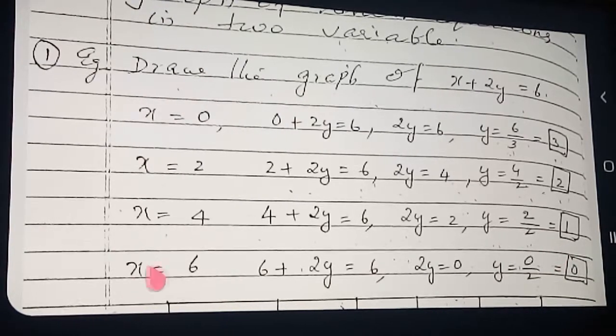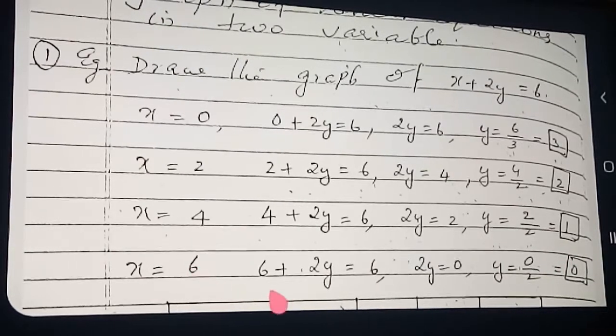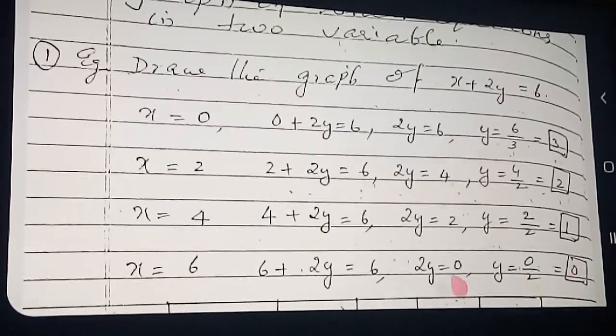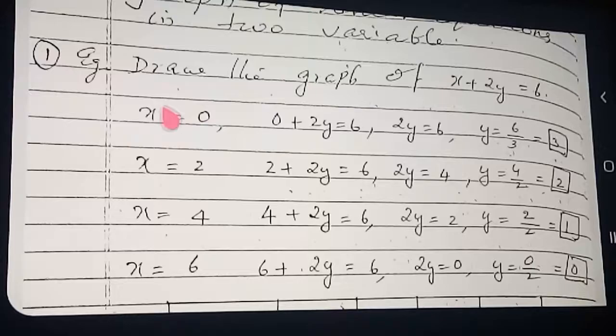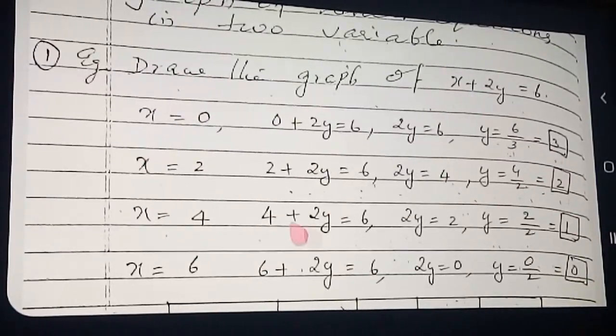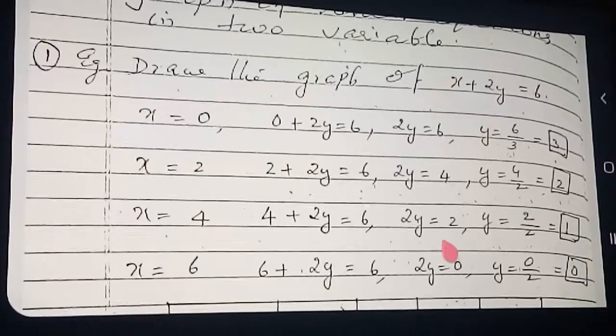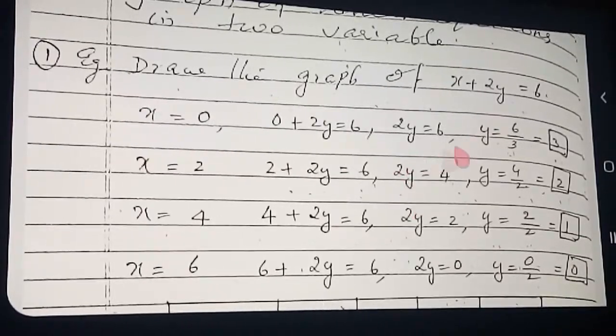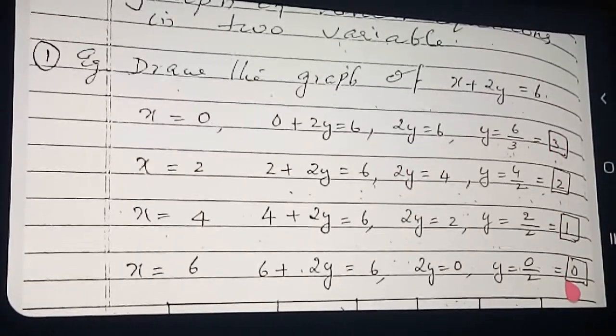And next one is x is equal to 6. So in the place of x put 6, plus 2y is equal to 6. And this 6 coming this side, 6 minus 6 is 0. Therefore y is equal to 0 by 2. And 0 by 2 means 0. Okay, find out all the values. First you find out all the 4 values by yourself along with me. Okay. We found out now 4 solutions.